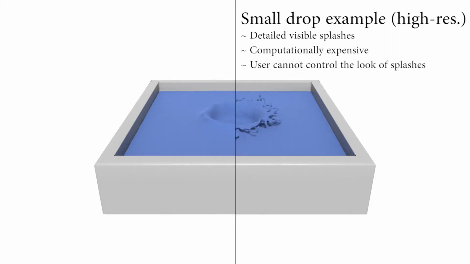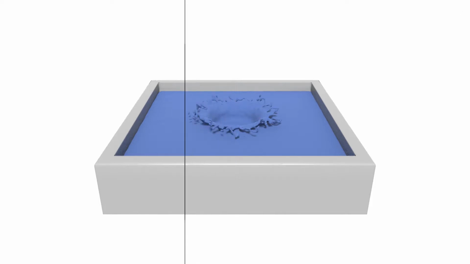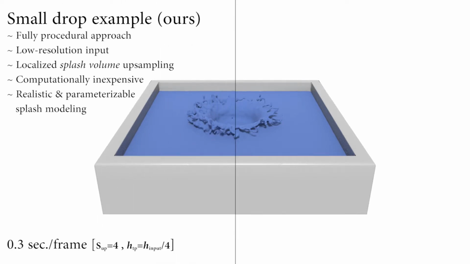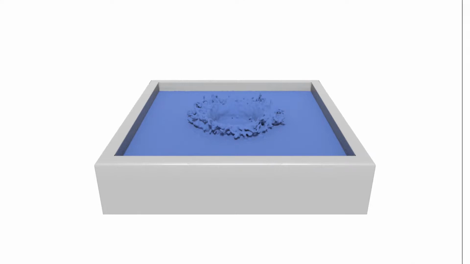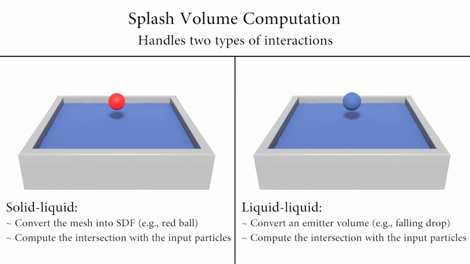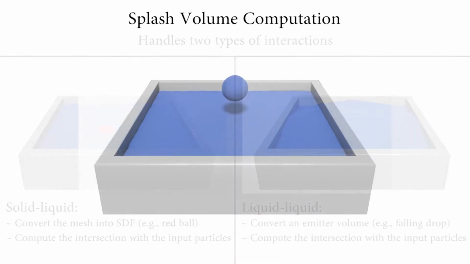Splash details are automatically generated at locations where they are dissipated or non-existent in low-resolution liquids. Our approach generates detailed and customizable splashes using solely low-resolution input liquids. Our post-processing splash modeling approach supports both liquid-liquid and liquid-solid interactions.